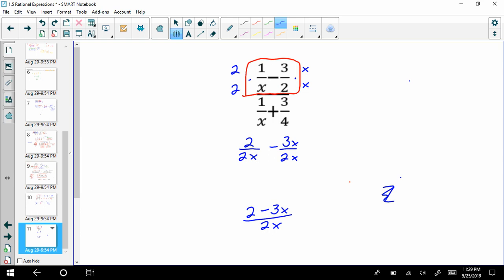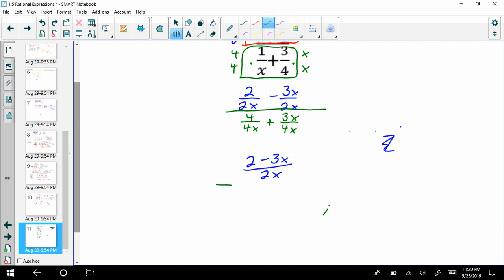Now let's look at the bottom one. Common denominator, I would need a 4. In the right one, I would need an x. So we would get 4 over 4x plus 3x over 4x. Write them as one fraction now. 4 plus 3x over 4x.